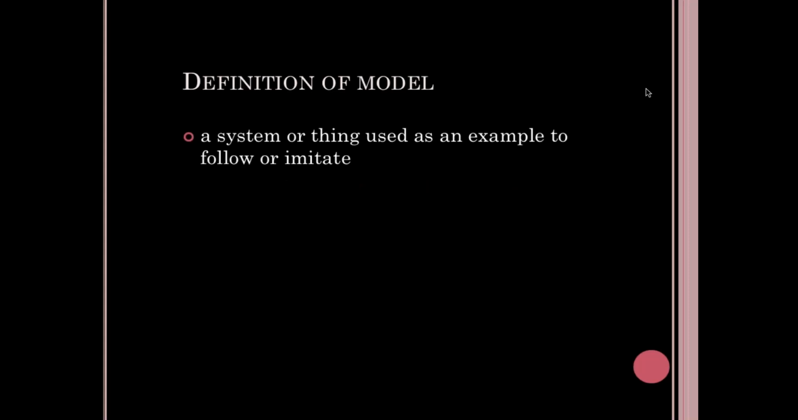I always like to give a formal definition of modeling and then break it down. This is just a dictionary definition of model: a system or thing used as an example to follow or imitate. So it's fairly straightforward.